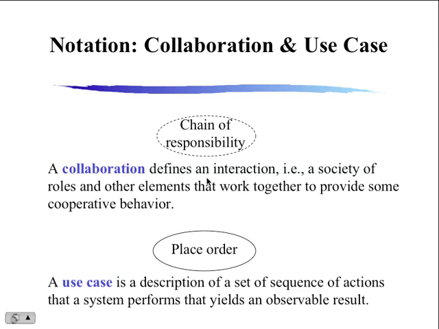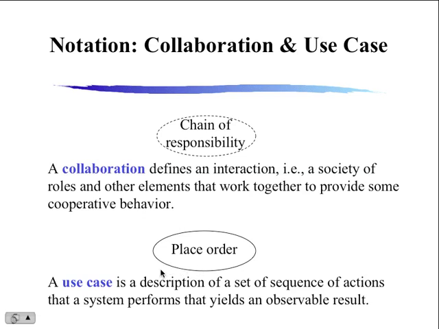And so collaboration defines an interaction, a society of roles and other elements that work together to provide some sort of cooperative behavior. So the elevator controller doesn't work on its own. It needs an elevator button. It needs an elevator. It needs something. Those things we could draw if we had an elaborate program. Let's say it was for the entire hotel or entire building, and we had a water system, a fire system, and all this other stuff. We could draw this type of circle around things that said, here's our collaboration. This is our elevator. And we have a collaborative effort going on between all these different items in here that are creating that behavior.